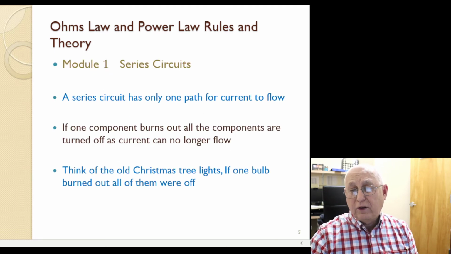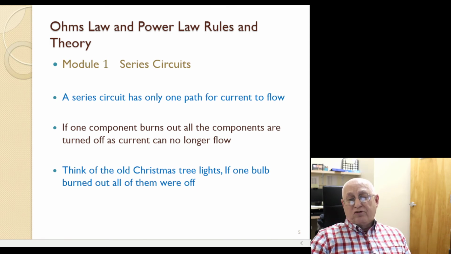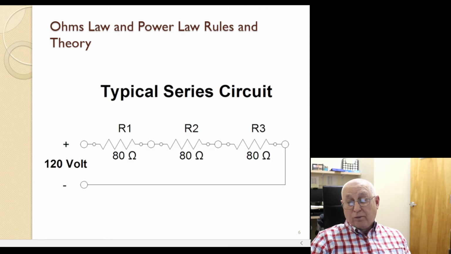The series circuit has only one path for current to flow. If one component burns out, all the components are turned off as current can no longer flow. Think of the old Christmas tree lights. If one bulb burned out, all of them were off, and you didn't know which bulb burned out. That's an important thing to remember.